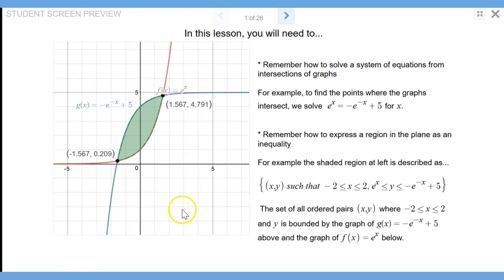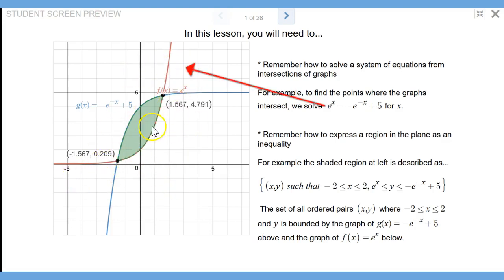Hello and welcome to section 6.1, Area Between Curves. For this section we are going to be using definite integrals, and instead of finding the area under a curve and between the x-axis, we're going to be finding areas between two graphs. So for this lesson you're going to need to remember how to describe regions in the plane between two graphs.